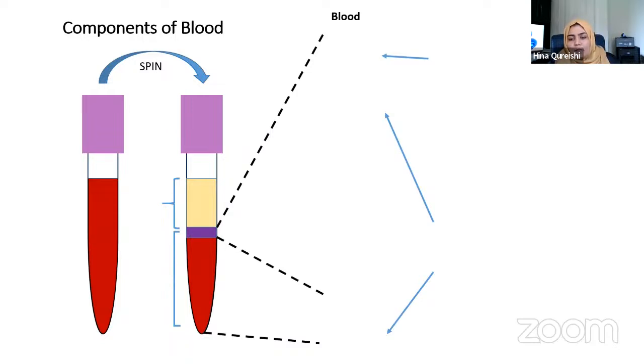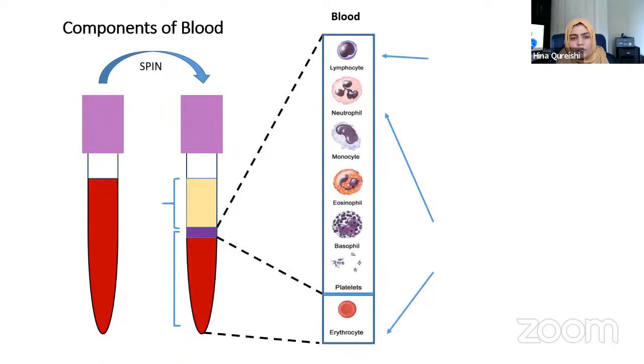Usually for a CBC with a differential count, the blood is sent in an EDTA tube. EDTA is a preservative that prevents the clotting of the blood. When the blood is spun, usually you get three components. At the top, you have the plasma. In the middle, the purple part, you have the buffy coat. And then you have the red cells that settle at the bottom. So what's in each component? In the middle section, you have the white cells that settle after spinning, and these include the lymphocytes, neutrophils, monocytes, eosinophils, basophils, and platelets as well. The rest of the cells settle down here as red blood cells.